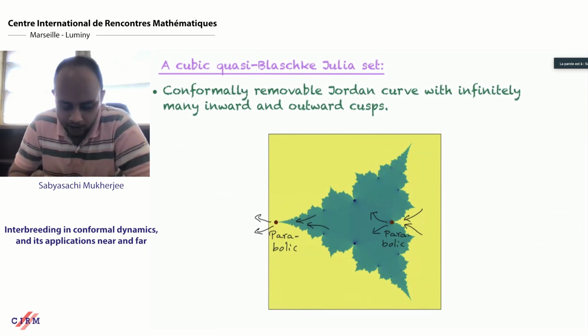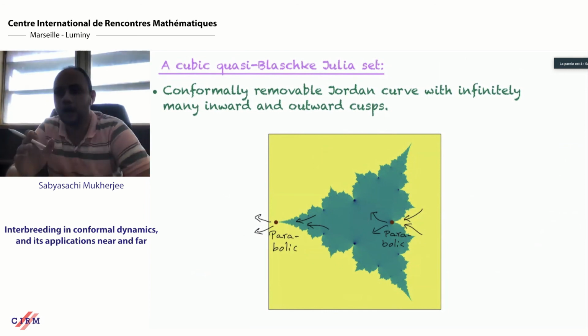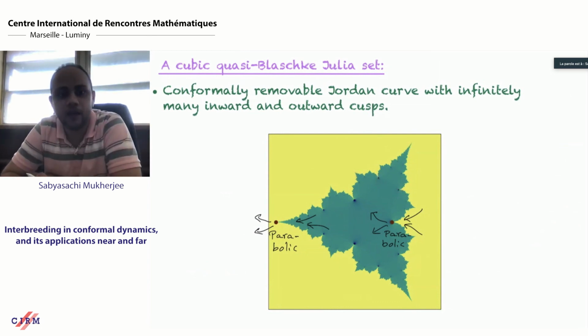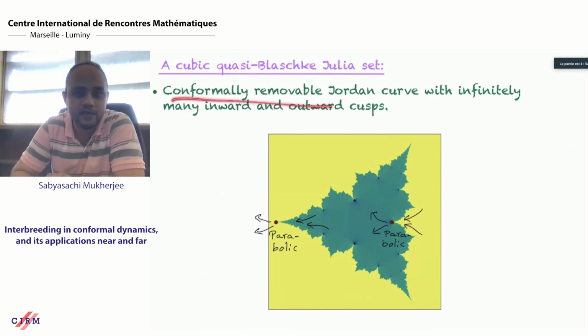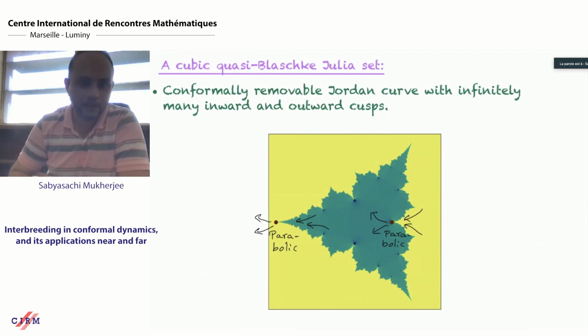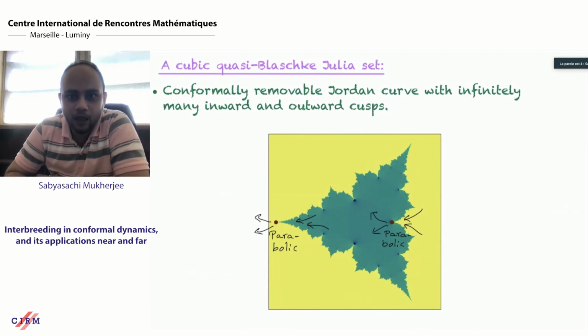So this particular Jordan curve is somewhat pathological in nature, in the sense that both the complementary components are non-John domains, and they're very far from John domains, because there are infinitely many inward and infinitely many outward cusps. However, this curve is conformally removable, and we believe that this is one of the first examples of conformally removable curves with infinitely many inward and outward cusps.